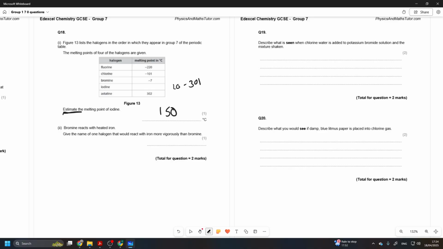You don't know. Bromine reacts with heated iron. Give the name of one halogen that would react with iron more vigorously than bromine. So you need a more reactive halogen. As you go down here, do they get more or less reactive? They get less reactive. Well done. As you go down, they get less reactive. So all you've got to do is name either this one or this one in your answer. I'm going to write chlorine. If you'd written fluorine, you would have been correct as well. Either of those two would have been fine.